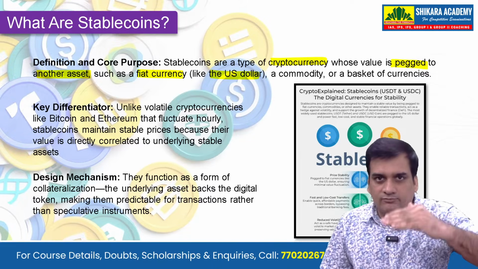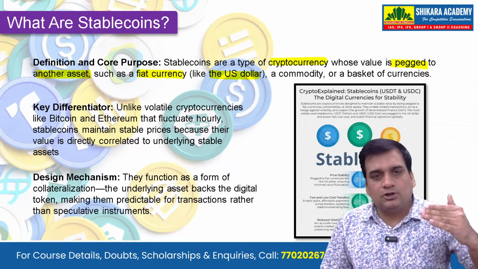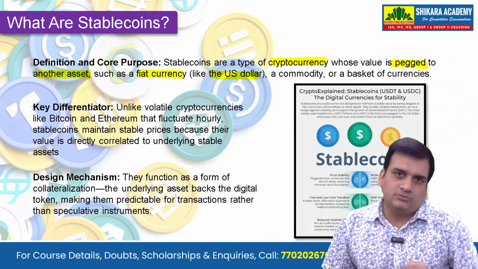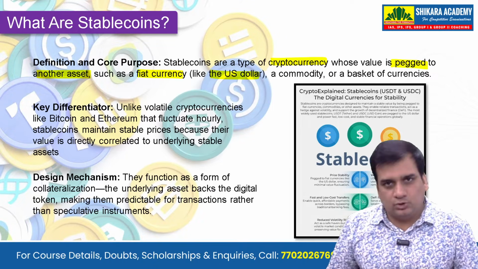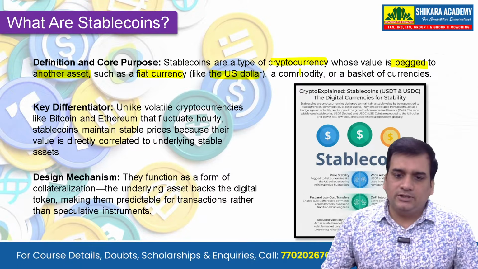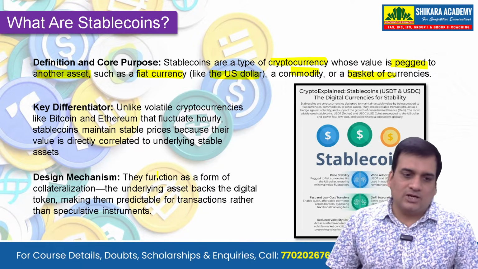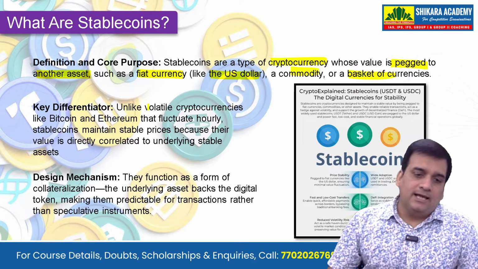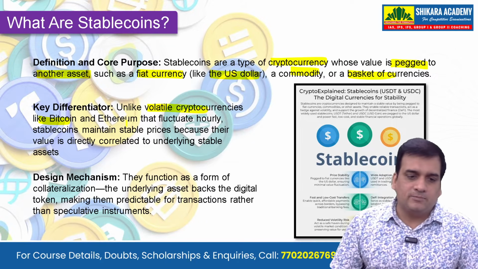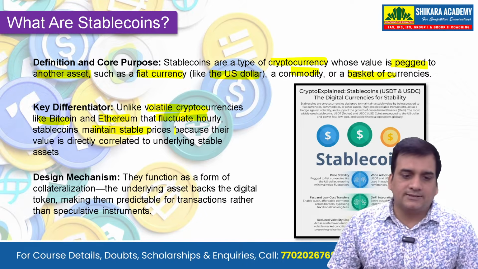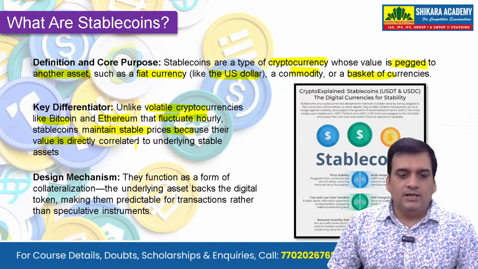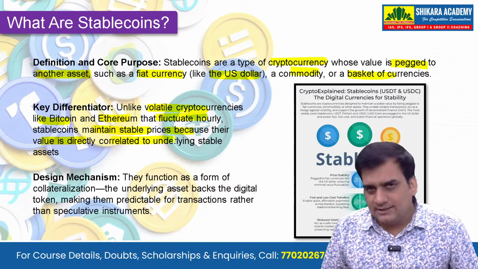As the value of the dollar rises, this will also rise. As the value of the dollar goes down, this will also go down. So it will not be as volatile as the cryptos. It could also be pegged to a commodity or a basket of currencies. Now the key differentiator: unlike volatile cryptocurrencies like Bitcoin and Ethereum that fluctuate hourly, stable coins maintain stable prices because their value is directly correlated to underlying stable assets.